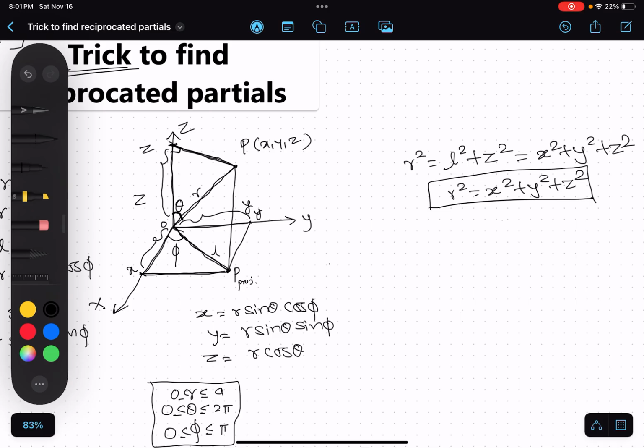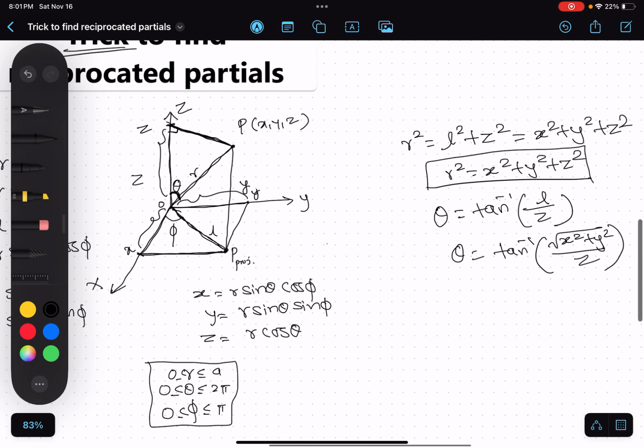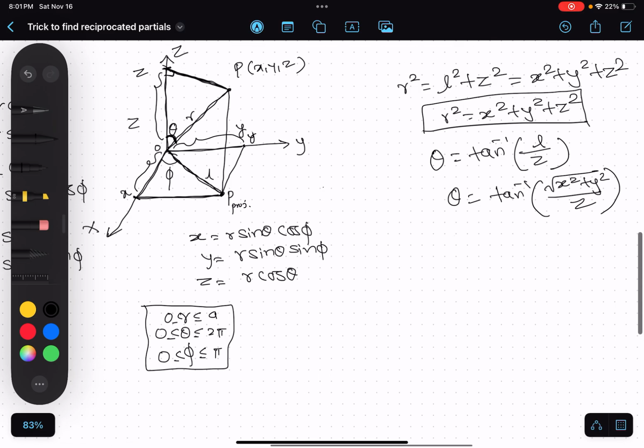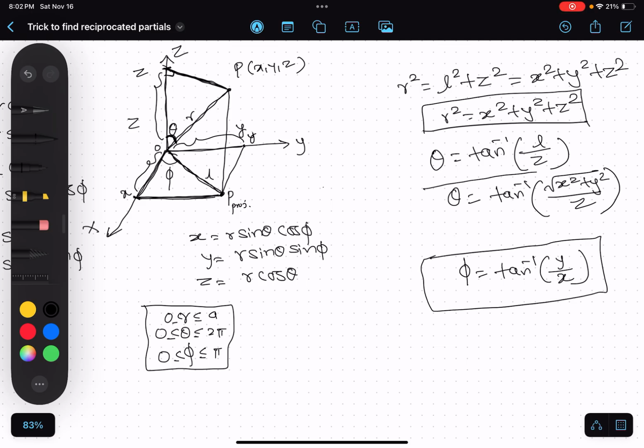Now similarly for theta, theta is just tan inverse of L by z, right? You see that? So theta is just tan inverse of square root of x square plus y square, divided by z. So we got theta also in terms of x, y, z. Now phi will also be tan inverse of y by x. So we also got this in terms of x, y, z. There's no z, but still, we just need any one of those three.